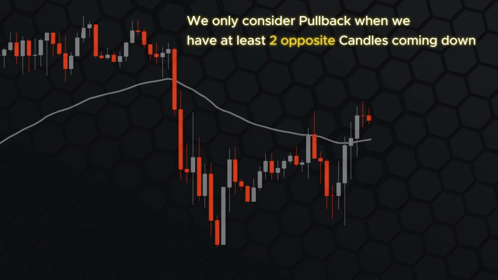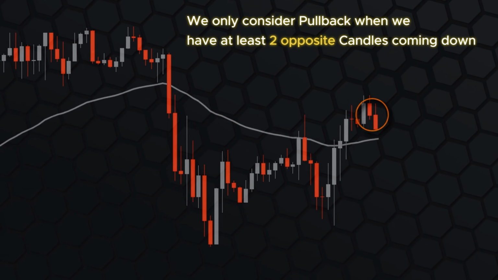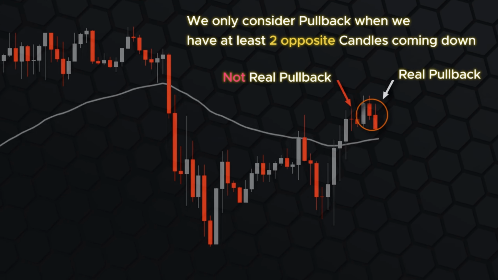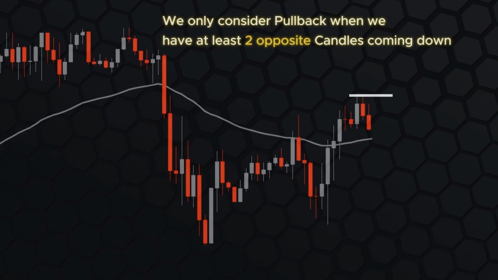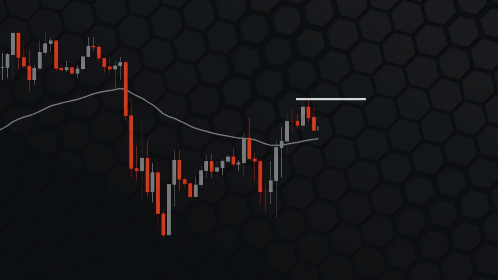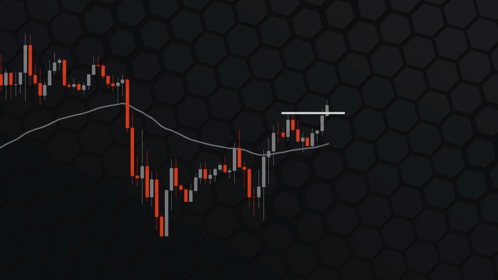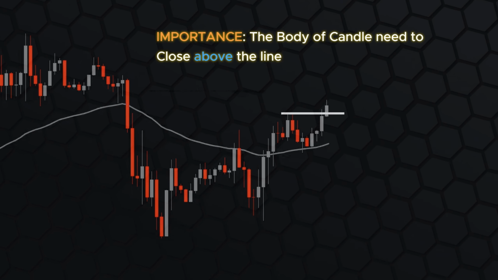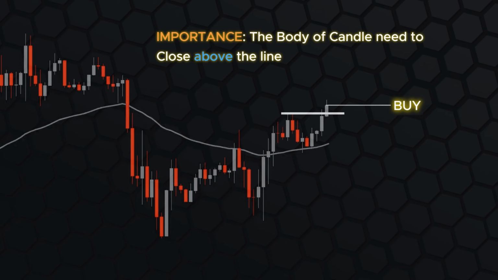However, we only consider a pullback a real pullback when we have at least two opposite candles coming down, so that's two back-to-back red candles after we broke above the EMA. Once we see that happening, we draw a horizontal line at the swing high points before we see that pullback. Then, after we see the two red candles, we're going to wait for the price to break above the horizontal line. But remember, the body of the candle needs to close above the line. And when that happens, such as it does here, that's when we buy.